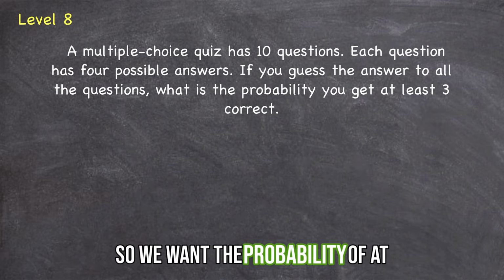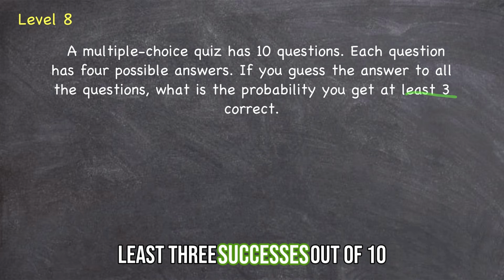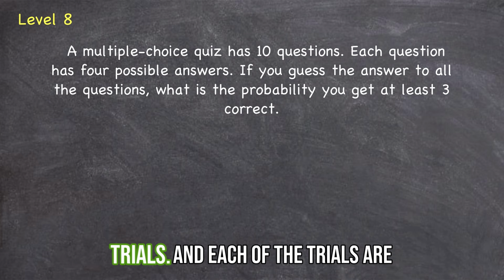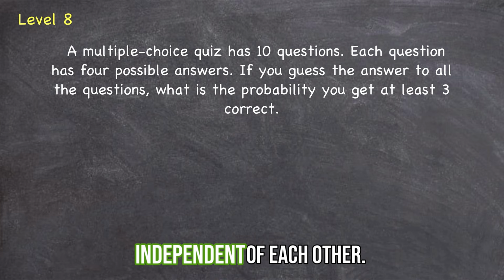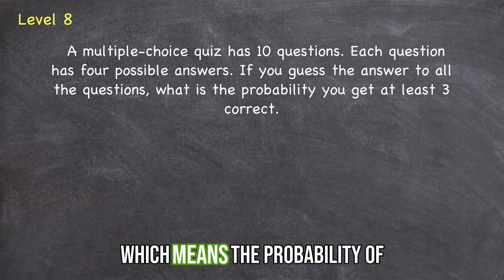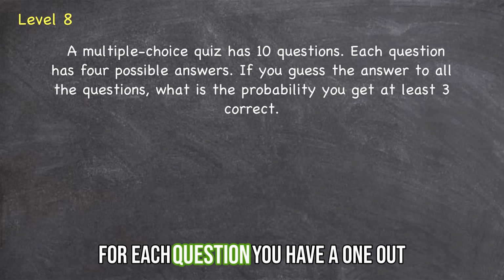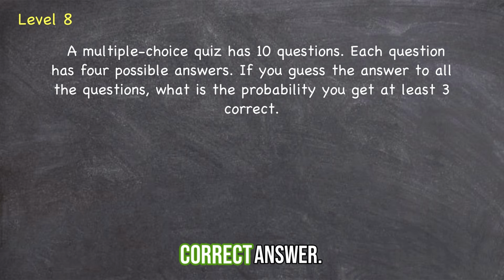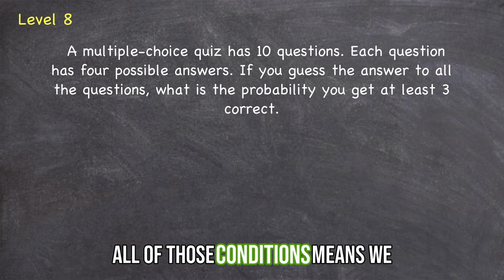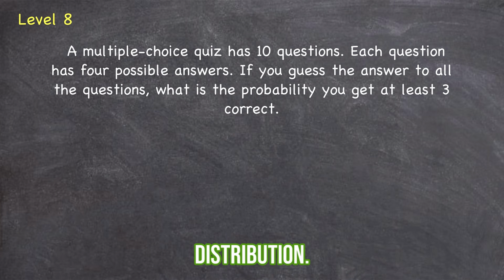So we want the probability of at least 3 successes out of 10 trials. And each of the trials are independent of each other, which means the probability of success on each trial is constant. For each question, you have a 1 out of 4 chance of guessing the correct answer. All of those conditions means we have a binomial probability distribution.